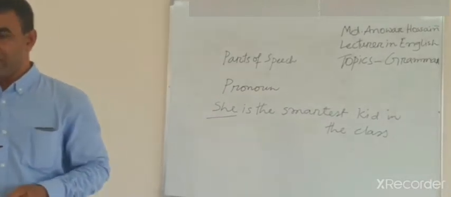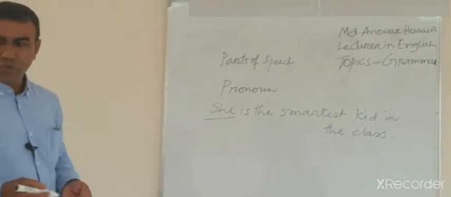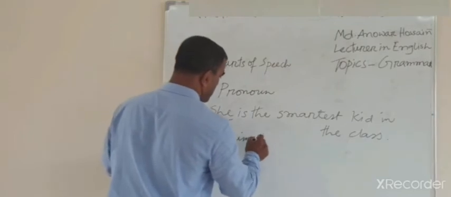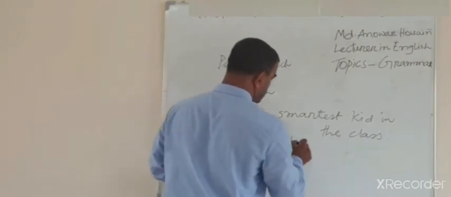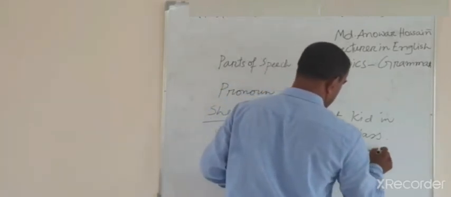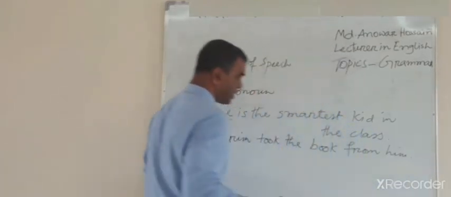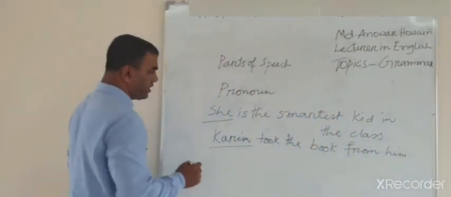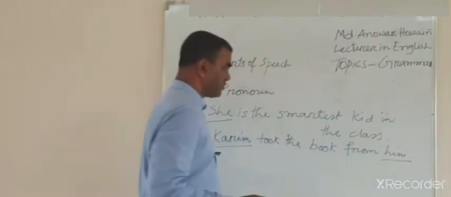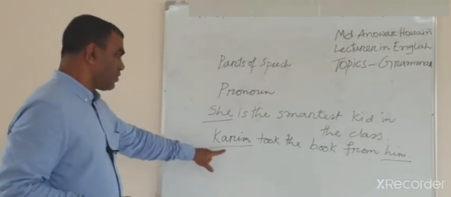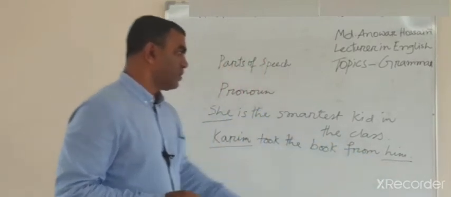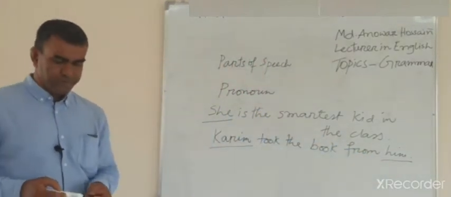She is the smartest kid in the class. Corinne took the book from him. Here, Corinne is a noun and he is a pronoun. Corinne is Corinne and he is a person who has a name also, and we did not mention his name. Here we use the pronoun.